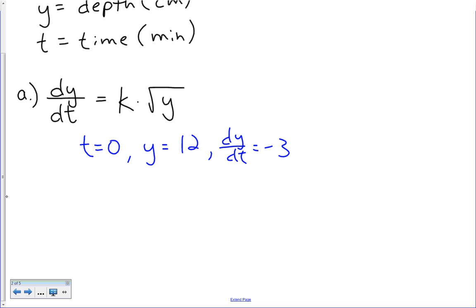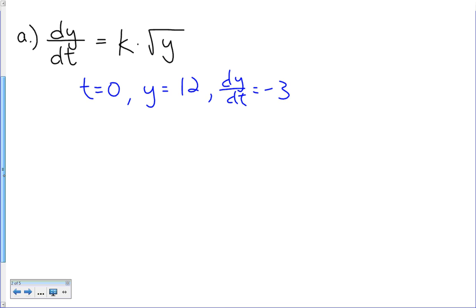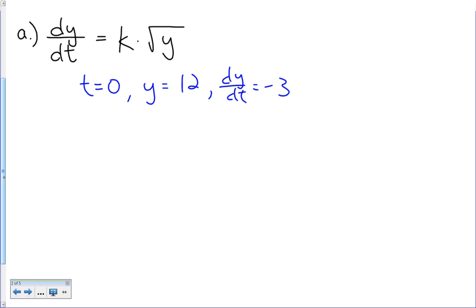Now, time t equals 0, we won't use that right now. We'll use that later. But I have a y in my differential equation, and I also have a dy/dt in my differential equation. So let's substitute in for those. So dy/dt is negative 3. That's equal to k times the square root of y, which is 12. And so let's solve for k. K turns out to be, dividing by the square root of 12, negative 3 divided by the square root of 12.